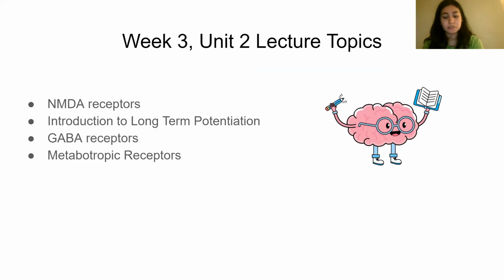So this week's lecture topics will cover NMDA receptor structure and function, the strengthening of the synapse during long-term potentiation, and metabotropic receptors, and a different kind of receptor called a GABA receptor as well, which is also an ionotropic receptor, but we'll discuss that when we get to it.